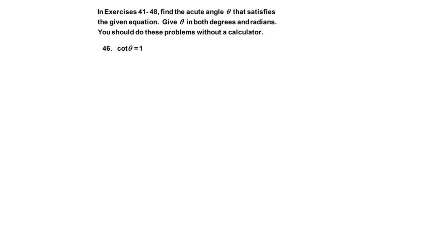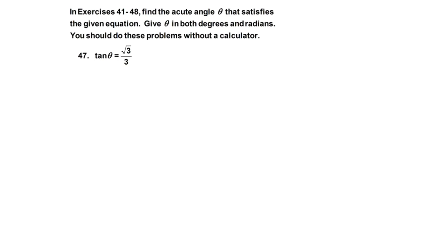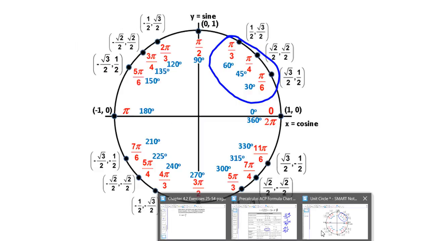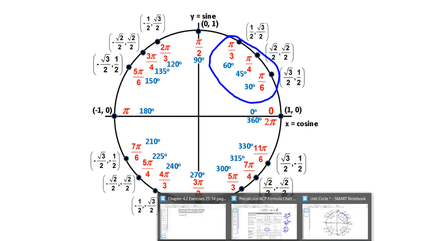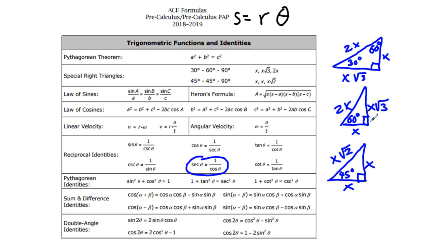Next on the problem, 47. Find the acute angle theta that satisfies tangent theta equals square root of 3 over 3. Well, it's going to be either one of these things here, most likely. So let's go and look at these triangles. Where do we see square root of 3 over 3? Well, that's square root of 3 over 1 for tangent.